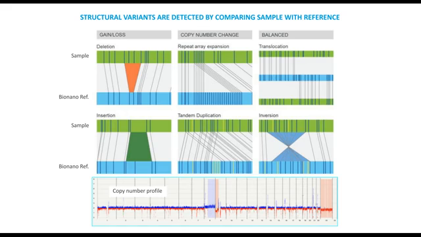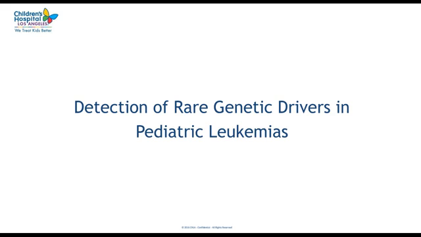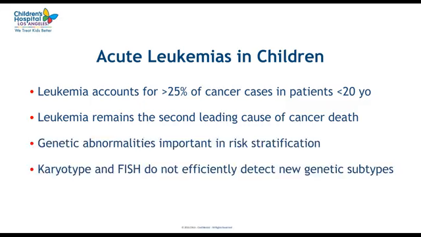So now I would like to move on and describe our use of optical genome mapping in detection of rare genetic drivers in pediatric leukemias, which were missed by our routine genetic testing methodologies. But before I describe our study, I want to give you some context and explain why we focused on testing and studying acute leukemias.